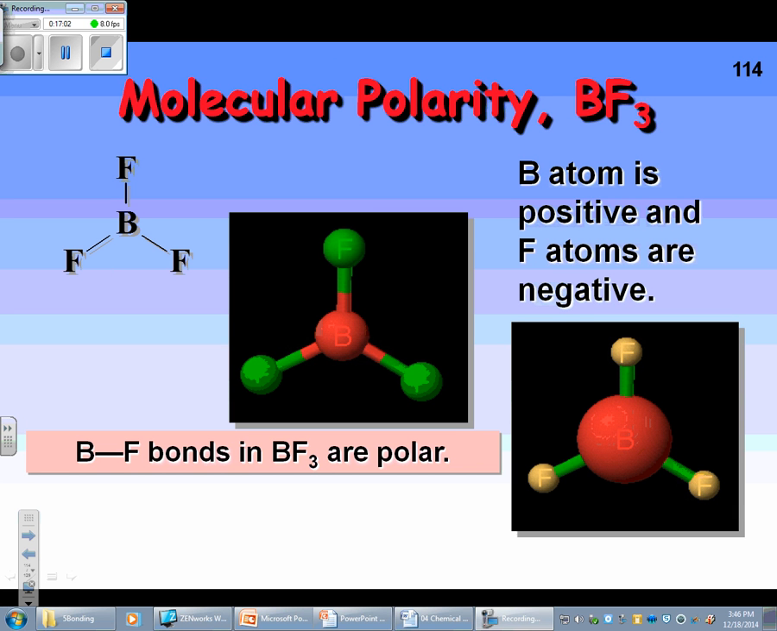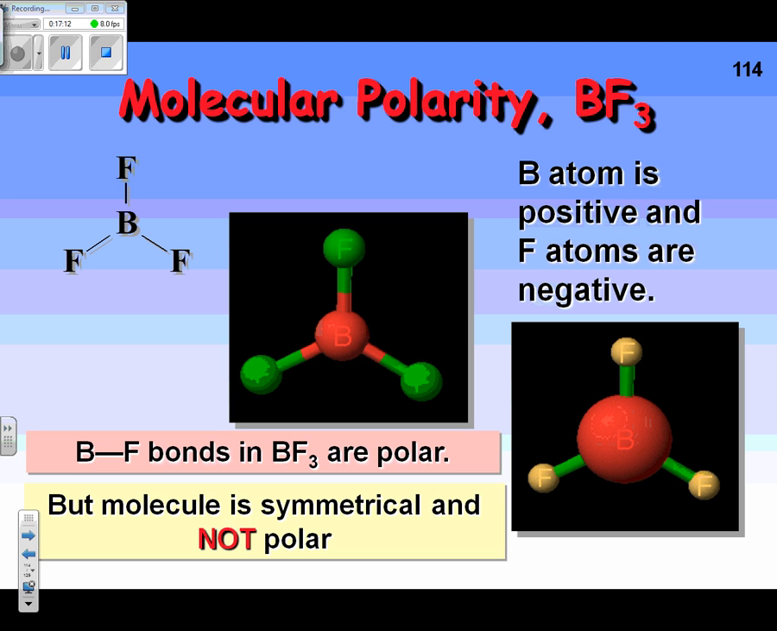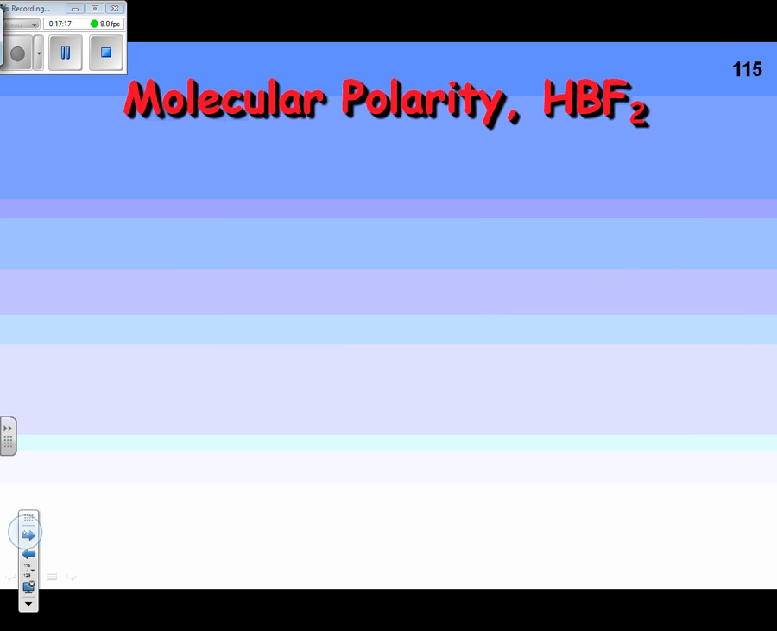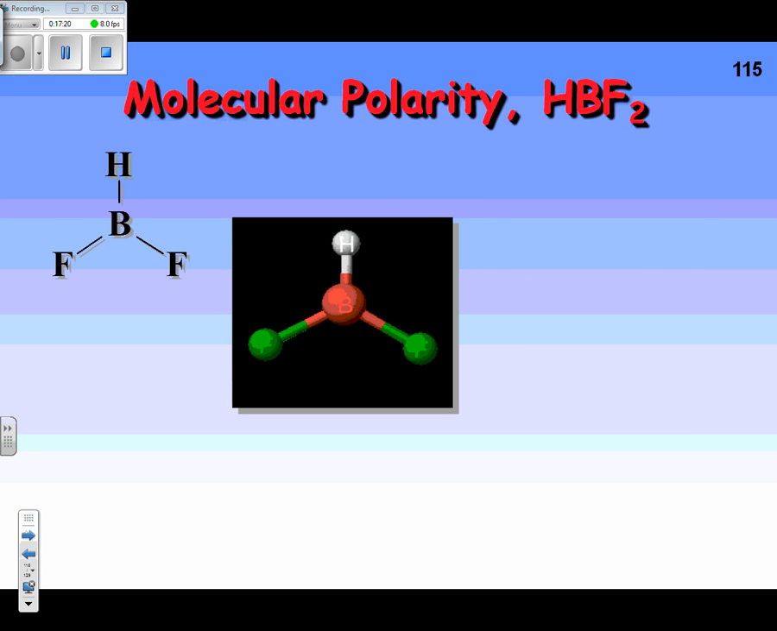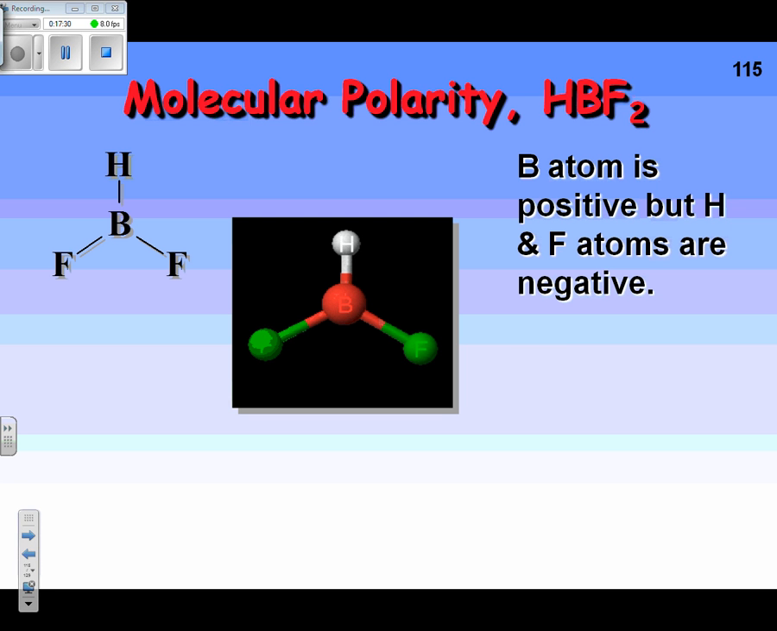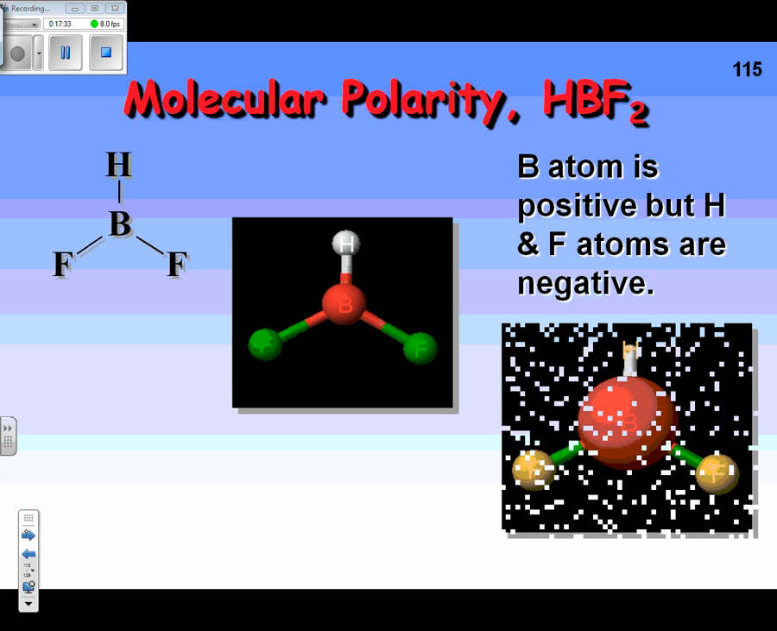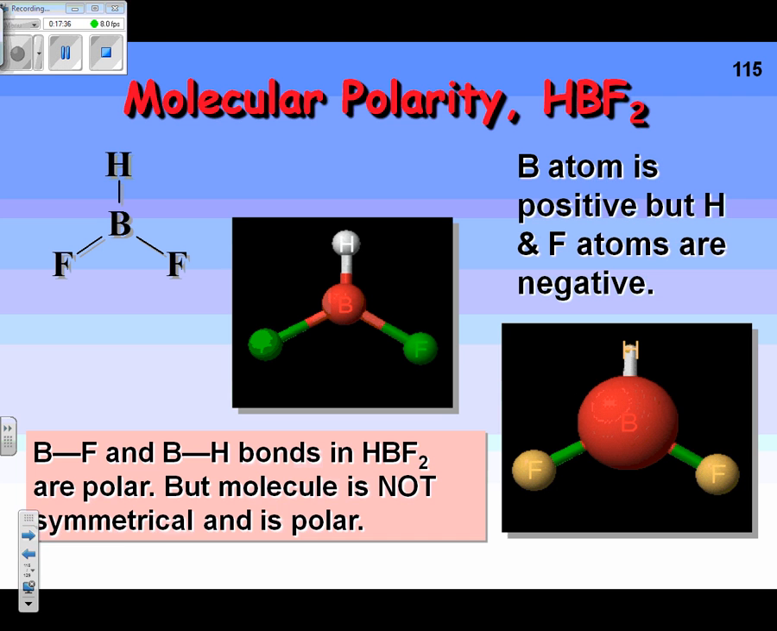Here's another example where I have boron trifluoride. It is a very symmetrical molecule. The BF bonds are polar, but because this is a symmetrical molecule, the dipoles cancel out, and this molecule is not polar. But what if I take a hydrogen and replace one of the fluorines with a hydrogen? Well, that changes the symmetry of the molecule, and so the electrons are not being pulled with equal force. So we end up with a polar molecule because this molecule is not symmetrical, dealing with the atoms that it's bonded to.